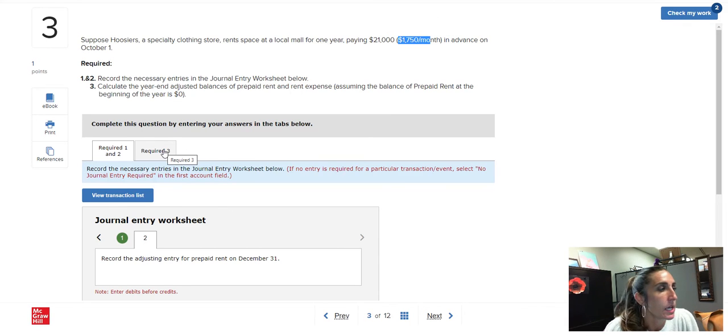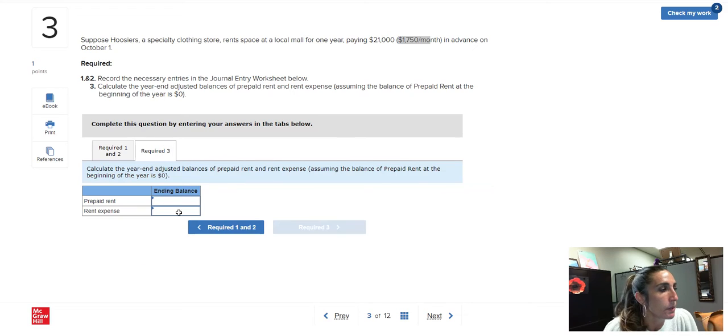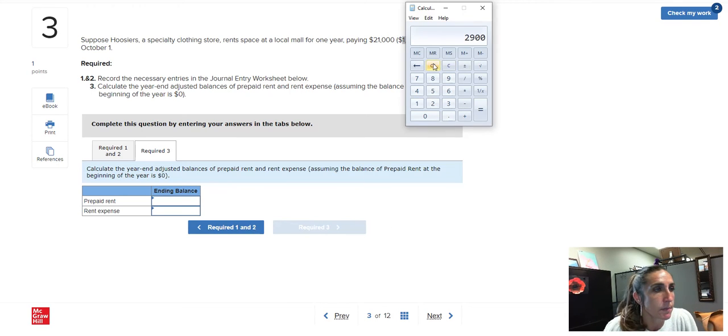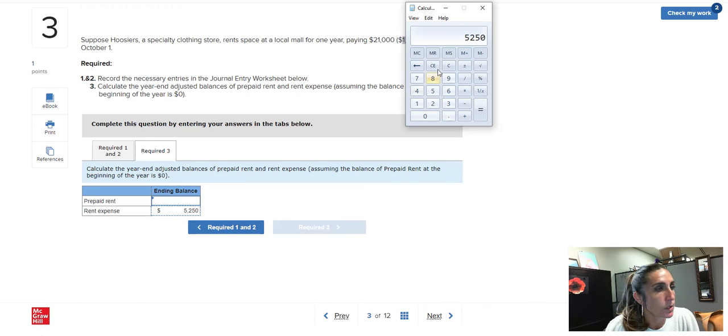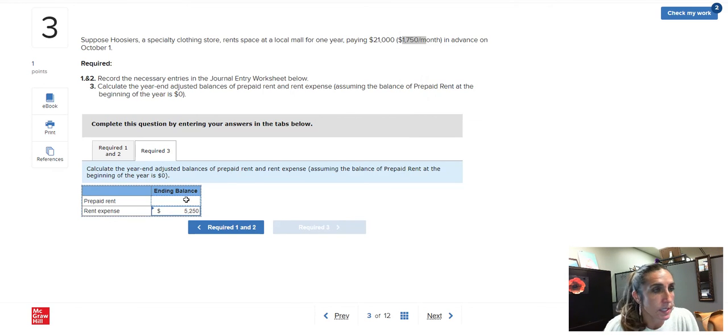Once I do that, in requirement 3, my prepaid rent would be what is remaining. So it would be $21,000 minus the 3 months that I've already expensed, but the expense amount will just be the 3 months that I've used. So again, my numbers are probably different from yours, but you can follow the process the same as what I am doing. The amount used goes in the expense account, the remaining balance shows up in the prepaid rent.